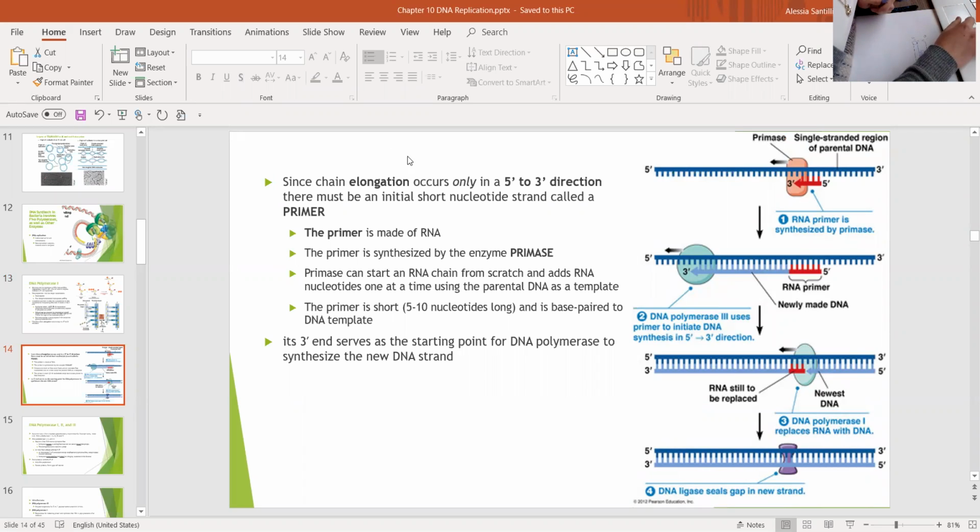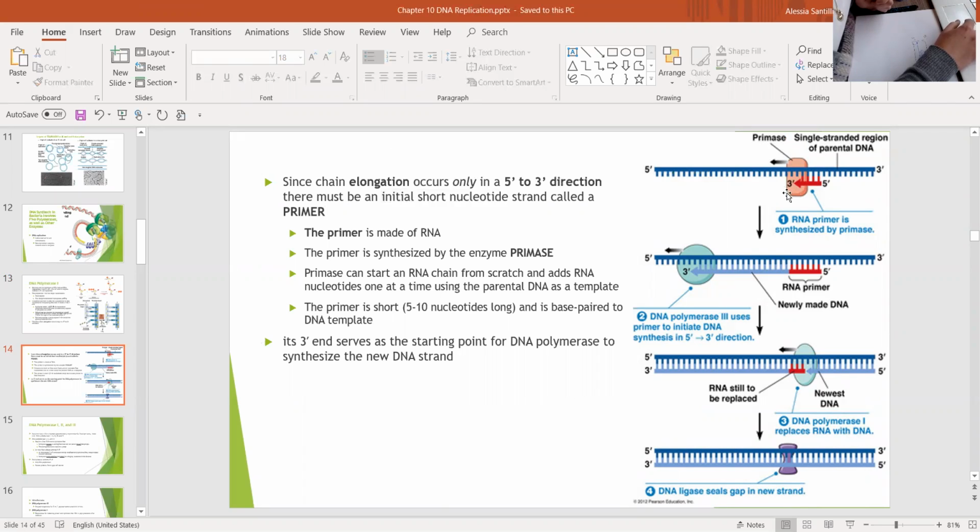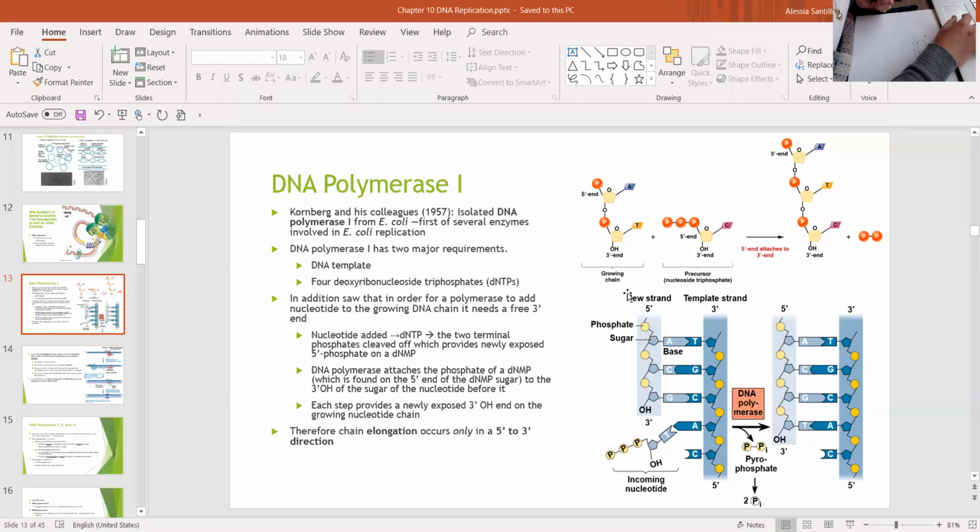So since elongation occurs only in the 5' to 3' direction, there has to be an initial short nucleotide strand called a primer, right? You need to have a free 3' end to add a nucleotide to, just like we saw here. There's a free 3' hydroxyl end of the nucleotide on top, this thymine nucleotide right here. In order for you to add cytosine to it, this end has to be able to make connections with this phosphate right here. So you need to have a free 3' end.